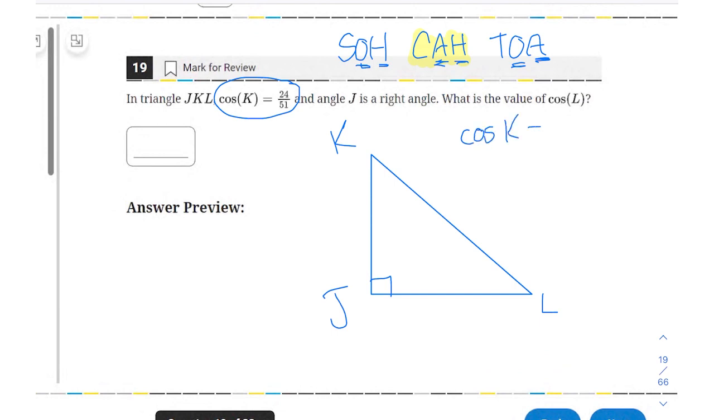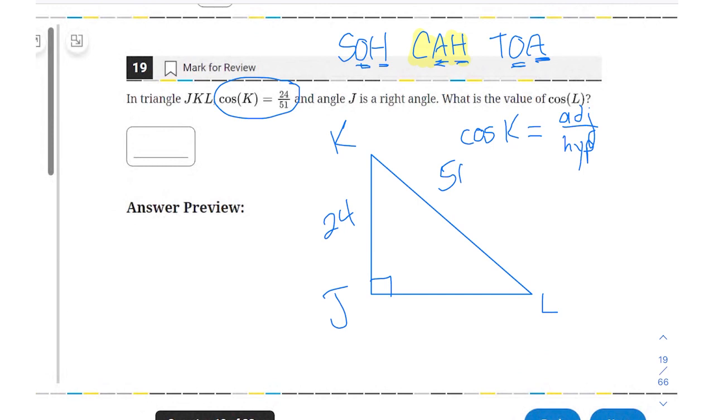So cosine K is going to be your adjacent side, which means the leg next to that angle, over the hypotenuse, which is always going to be your longest side, across from the 90 degree angle. So here, our adjacent side will be 24. Our hypotenuse will be 51.